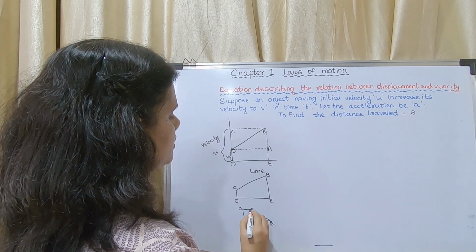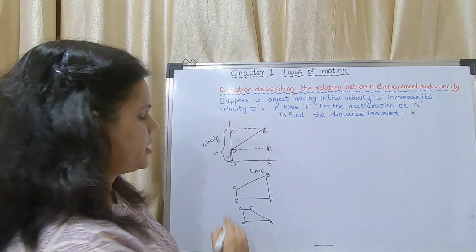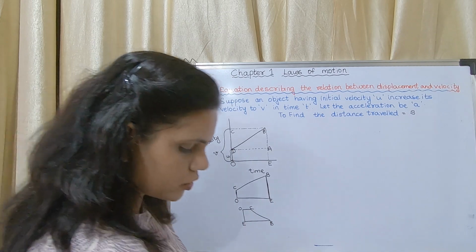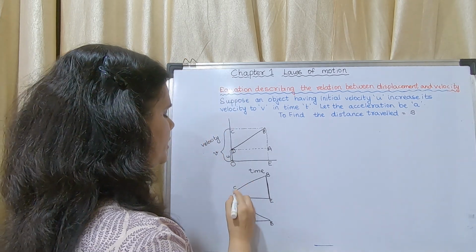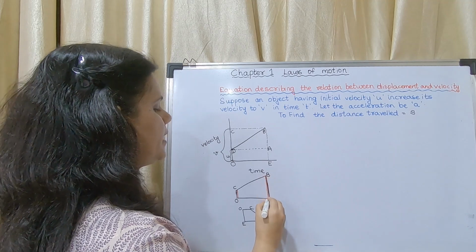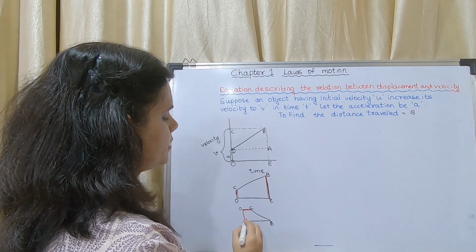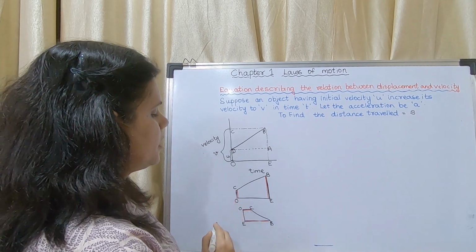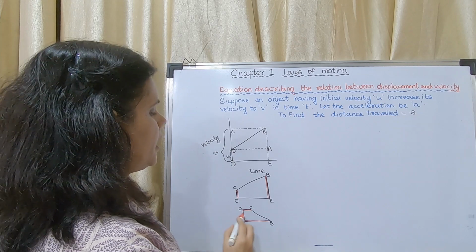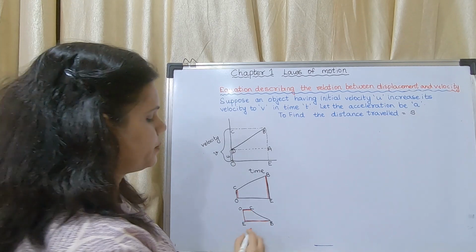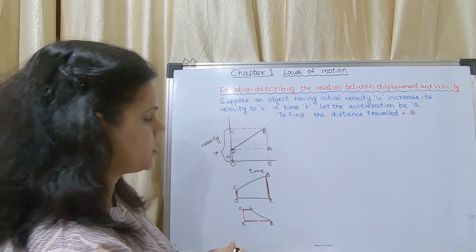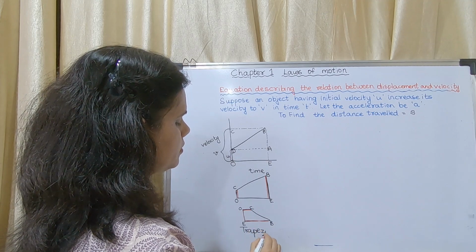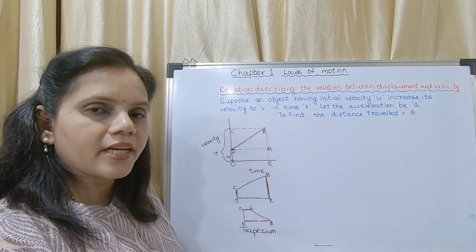So these are the parallel sides, OC and EB. They are parallel. OE is the height, and this is the slanting side. So this becomes a trapezium.